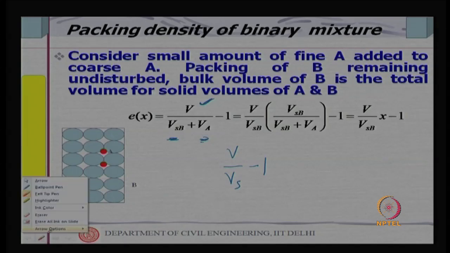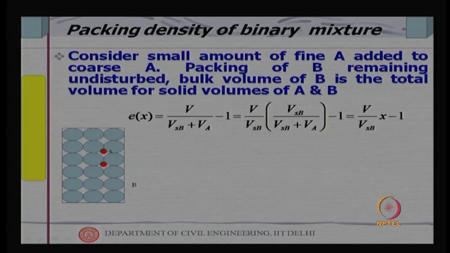Again, I do a little bit of algebraic manipulation. V can be separated out by multiplying top and bottom by VSB on both sides. So, I just multiply by this VSB, because I want to get x and this is my x. So, this gives me V by VSB x minus 1, right.